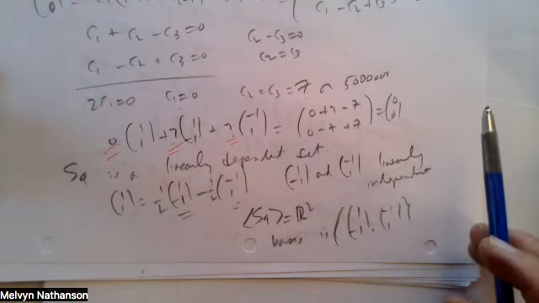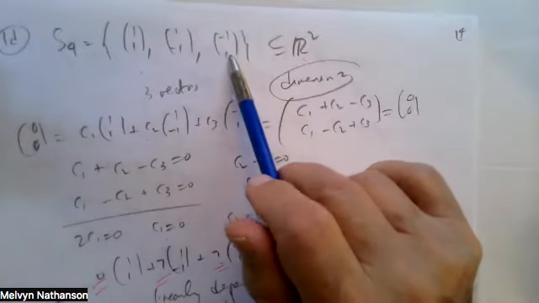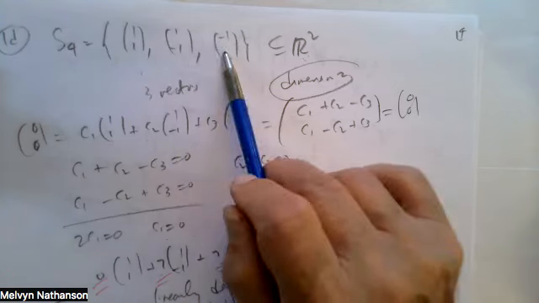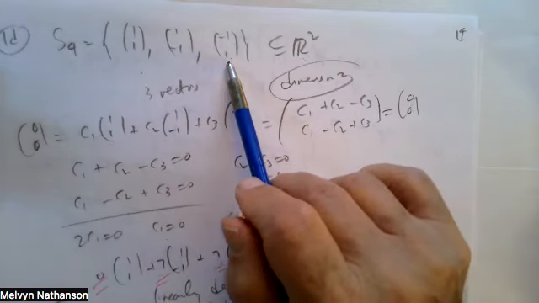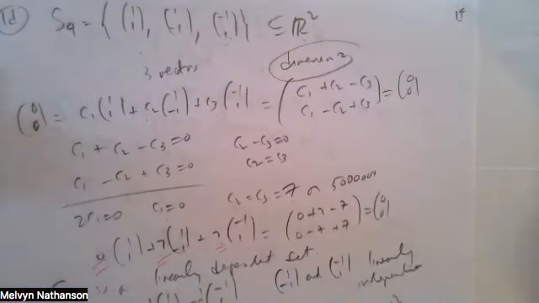Remember, what is the basis for a subspace? It's a linearly independent set of vectors that generates the subspace. So if you have any linear combination of these three vectors, I can replace (1, 1) by a linear combination of these two. So any linear combination of these three vectors is a linear combination of these two vectors. And those two vectors are linearly independent.